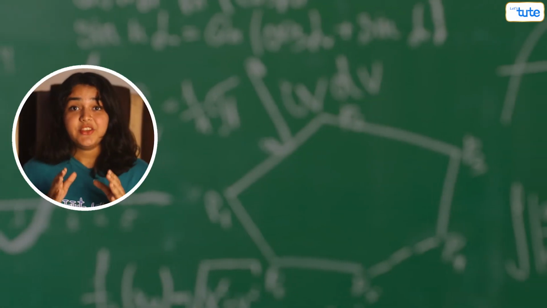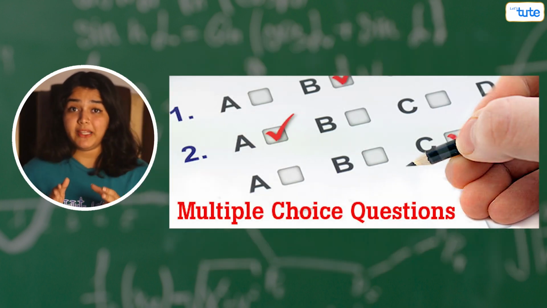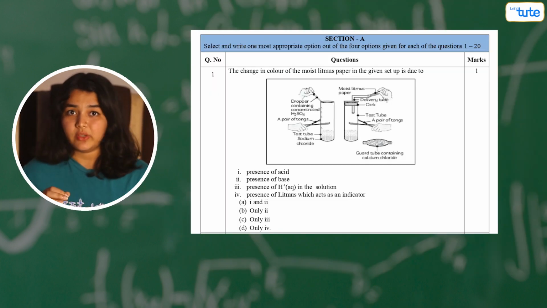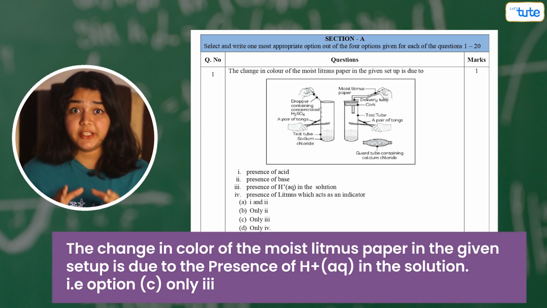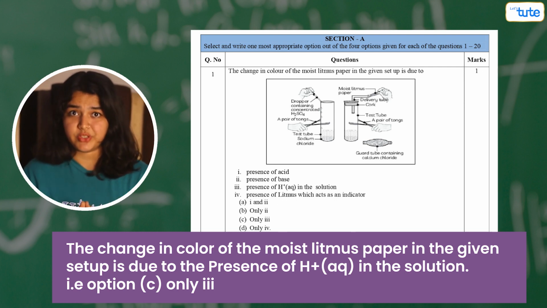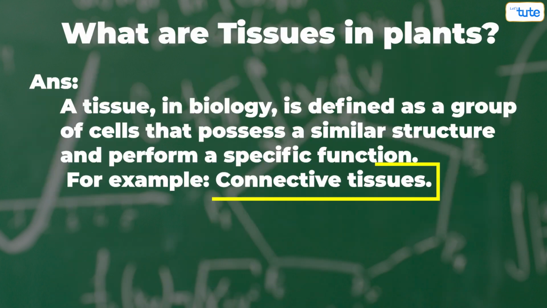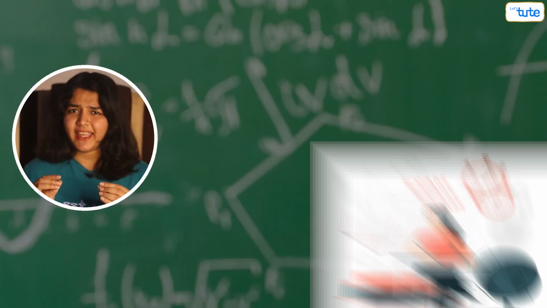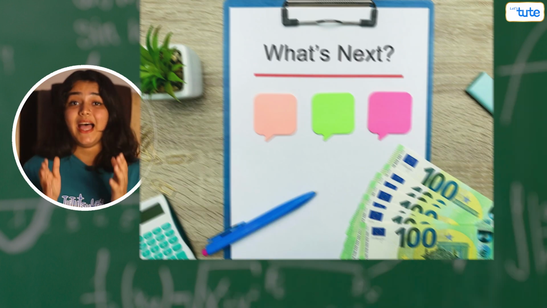Most importantly, try to avoid any kind of spelling mistakes in these 1 mark questions. For multiple choice questions, write the answer in complete sentences. For example, the change in the color of the moist litmus paper in the given setup is due to the presence of H plus in the solution. That is option C, only 3. If you write any definition, then don't forget to add one example for that. If in case you don't know the answer, then just leave that question for the time being and revisit the question at the end.